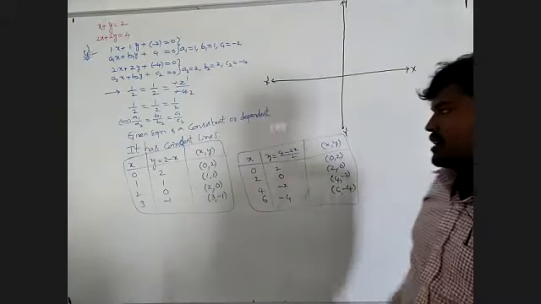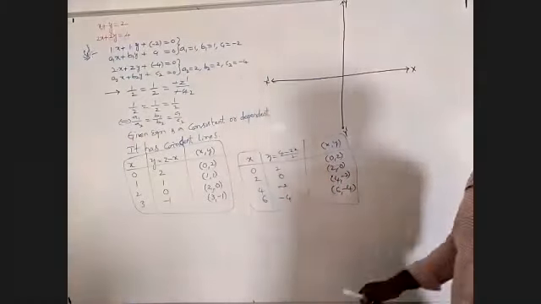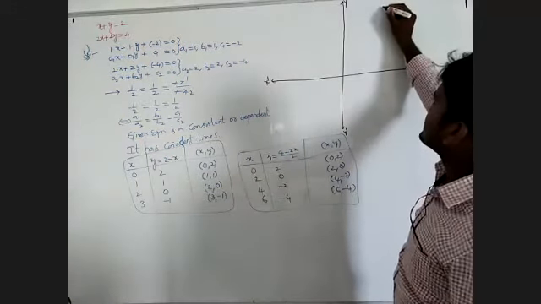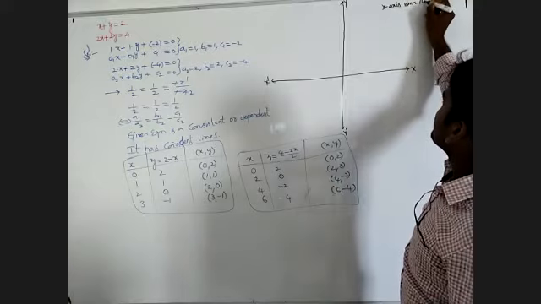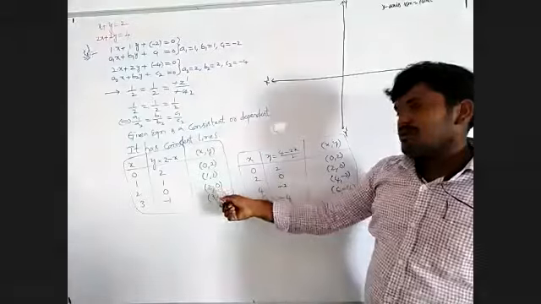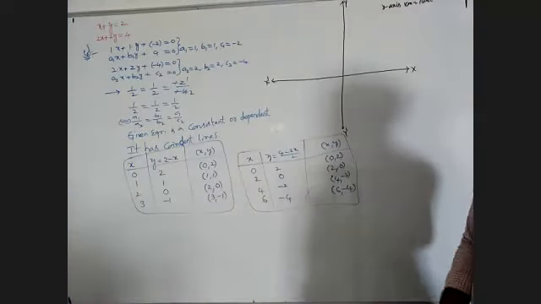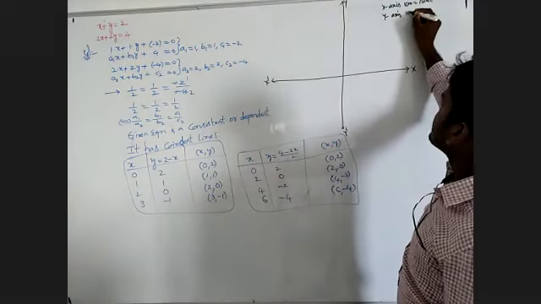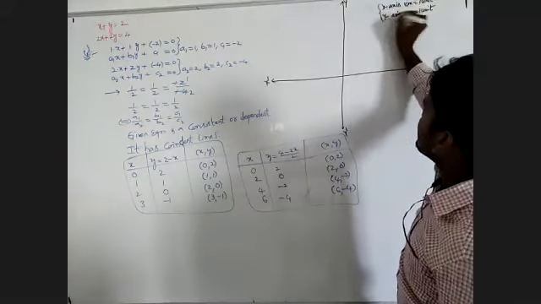We will observe on the x-axis, the x values are 0, 1, 2 and 3. Here the x values are 0, 2, 4 and 6. First we have to write on the x-axis that 1 centimeter is equal to 1 unit. On the y-axis we observe 2, 1, 0, minus 1, and here the values are 2, 0, minus 2, minus 4. On the y-axis also, we take 1 centimeter equal to 1 unit. This is the scale of the given graph.